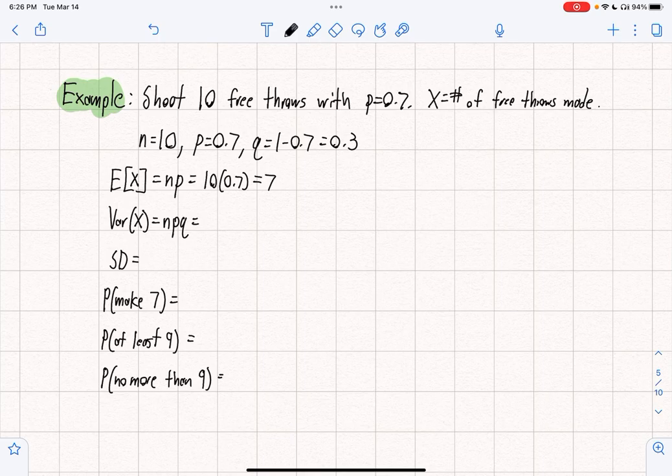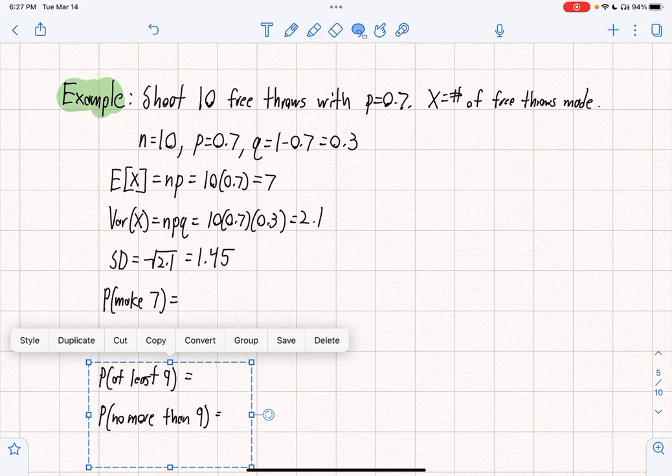to make 7. Variance is npq, so this will be 10 times 0.7 times 0.3. When I do that, I get 2.1. Standard deviation is always the square root of the variance, so square root of 2.1, which would be 1.45.